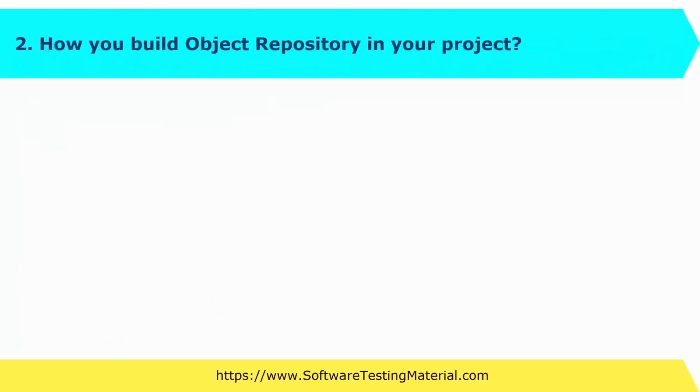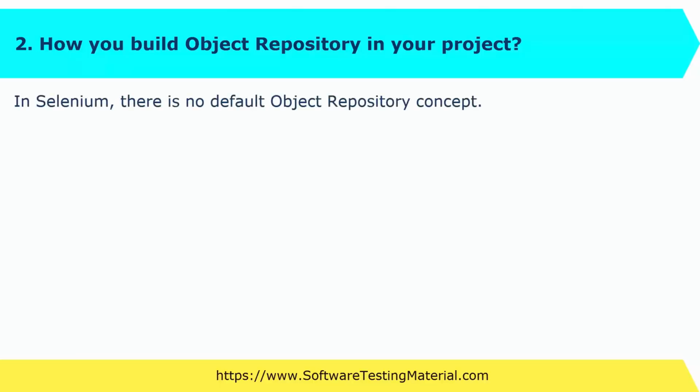How to build an object repository in your project. In QTP, there is an object repository concept. When a user records a test, the objects and their properties are captured by default in an object repository. QTP uses this object repository to play back the scripts. Coming to Selenium, there is no default object repository concept. It doesn't mean that there is no object repository in Selenium. Even though there is no default one, still we could create our own.